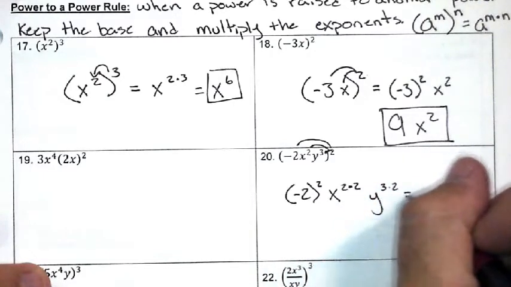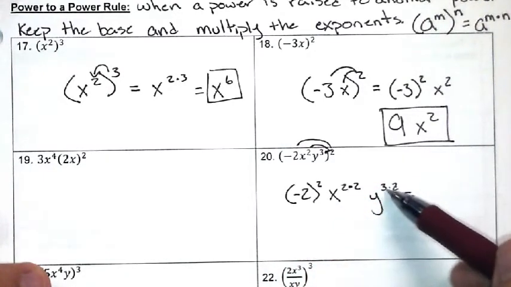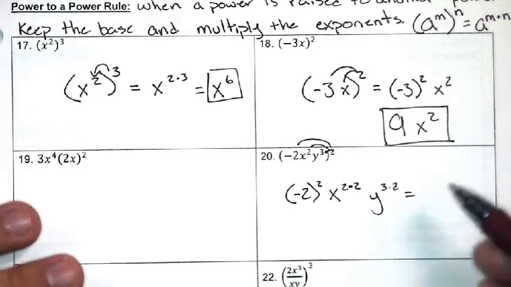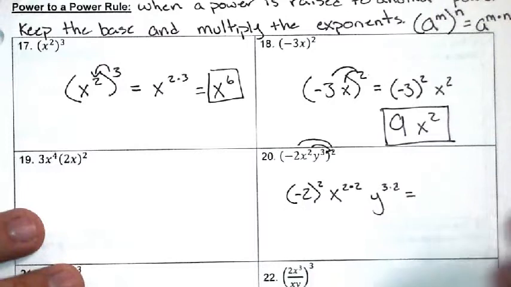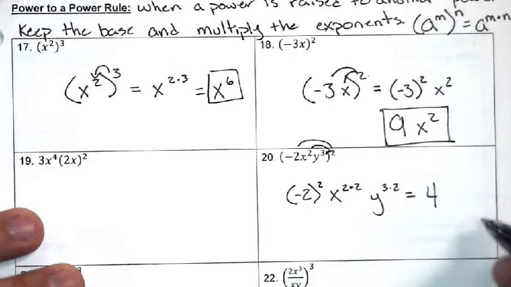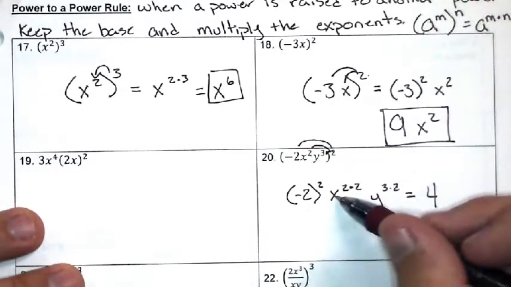-2 times -2, aka -2 squared, is +4. X, 2 times 2, will give me x to the power of 4. And then for the y value, I'll get 6.